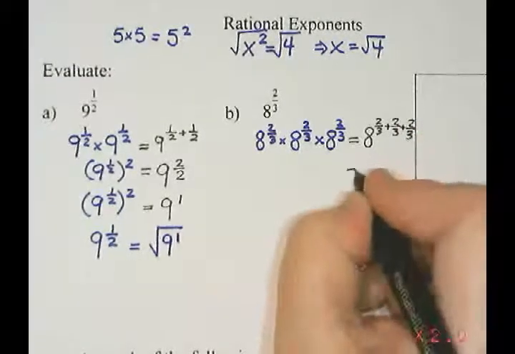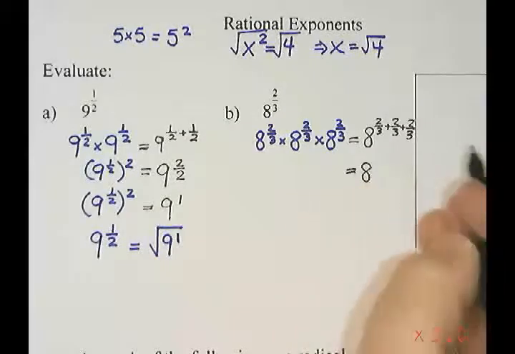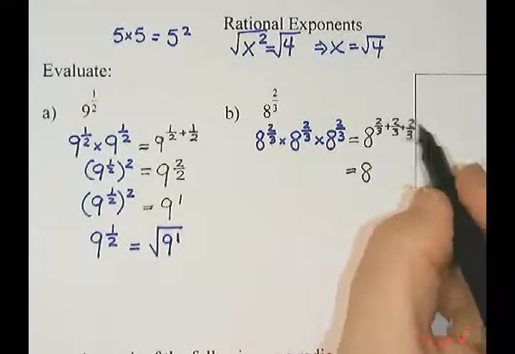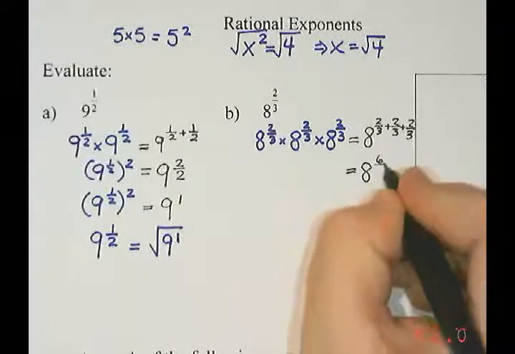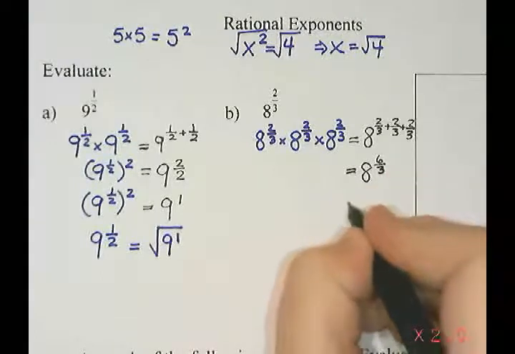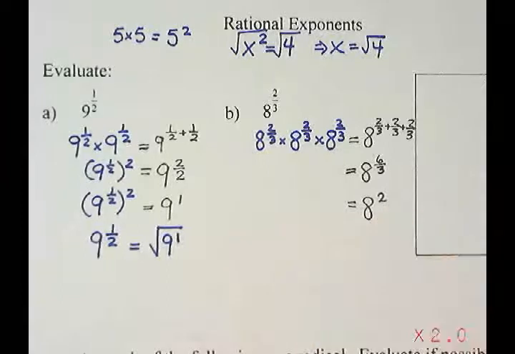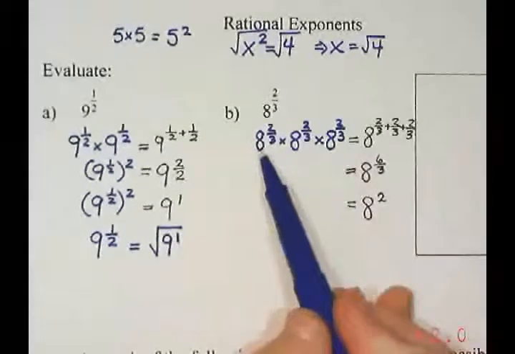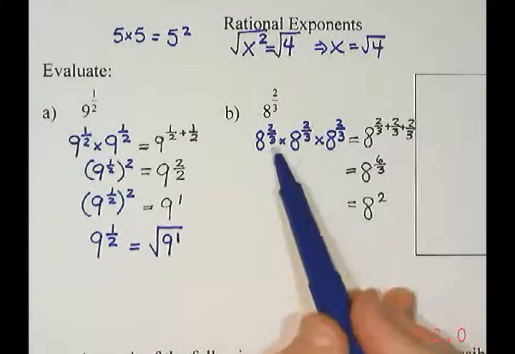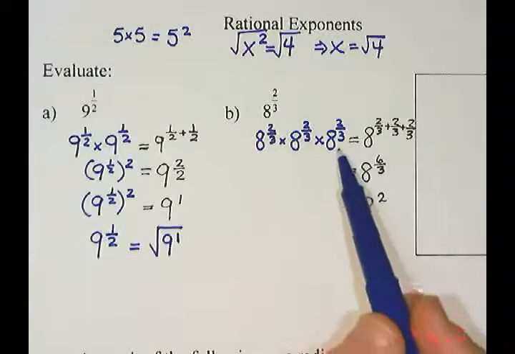And 2/3 plus 2/3 plus 2/3 is 2 plus 2 is 4 plus 2 is 6 over 3. And 6 divided by 3 is just 2. So I end up with 8 squared, which is 64, but for right now I'm going to leave it as 8 squared. Now here on this side, I have 8 to the 2/3 multiplied by itself 1, 2, 3 times.